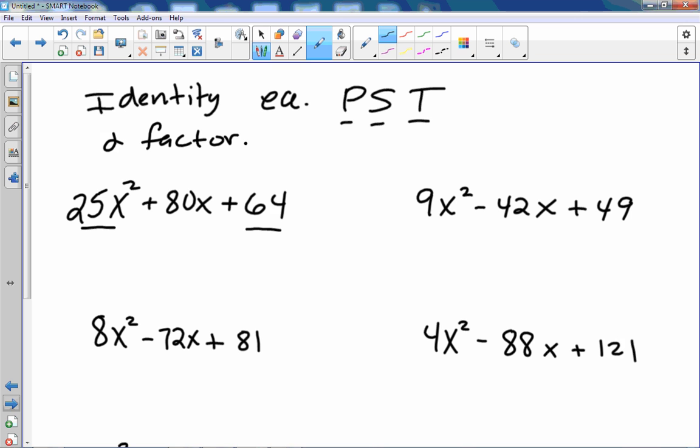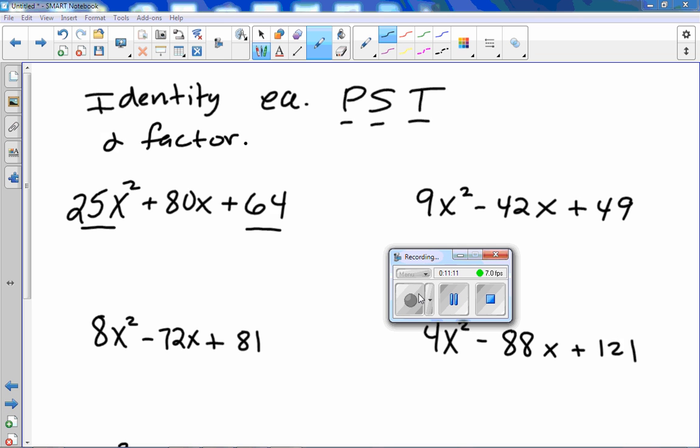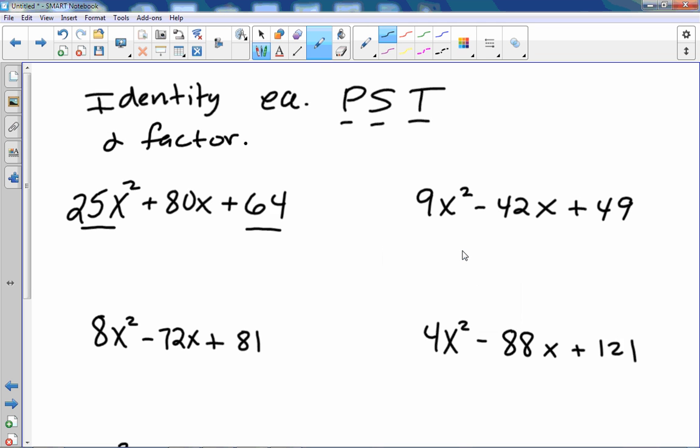The other thing is that they have to be positive. So notice the 25x squared is positive and the 64 is positive. Okay, so far so good. We've got 2 of the 3 things. Now, here's what I'm going to do to check that complicated middle term.